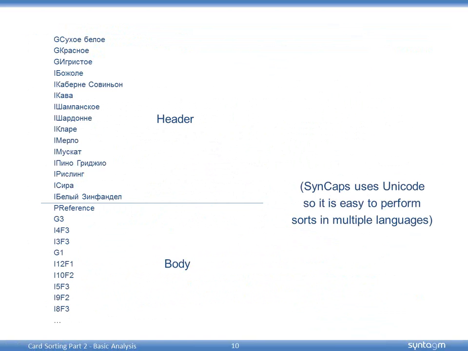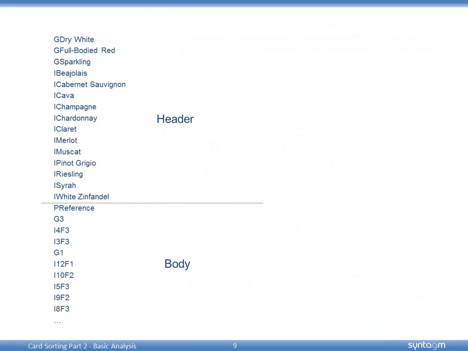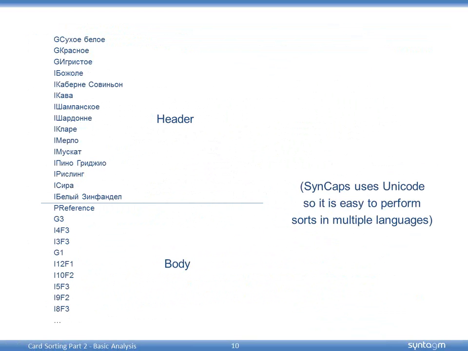So I don't remember what the order was. Let me just quickly go back a slide. It was dry white, full-bodied red, and sparkling. And so there we have dry white, full-bodied red, and sparkling in Russian at the top. And I really do hope that this is Russian. I have no way of knowing, but it kind of looks like it might be.